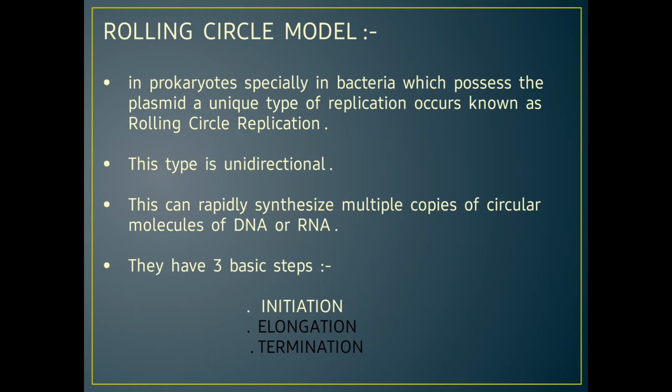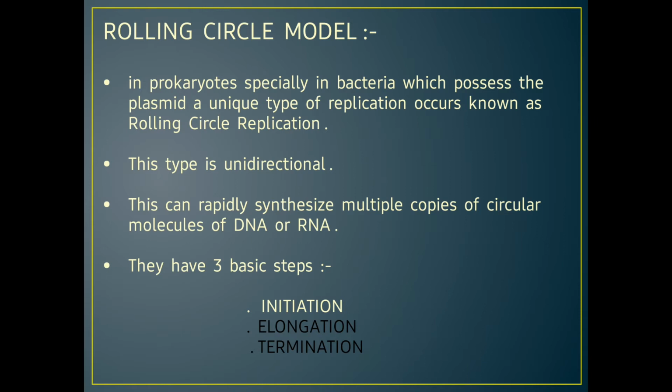In the rolling circle model, we can see that it's mainly in prokaryotes, especially in bacteria which possess plasmids. A unique type of replication occurs, known as rolling circle replication. The specialty of this model is that it is unidirectional. Unidirectional means one-way formation, and this can rapidly synthesize multiple copies of circular molecules of DNA or RNA. So it can rapidly multiply the copies.